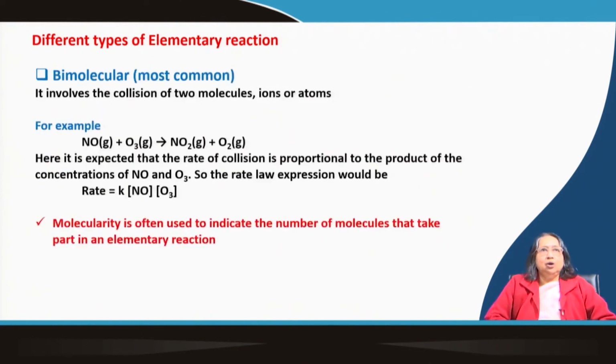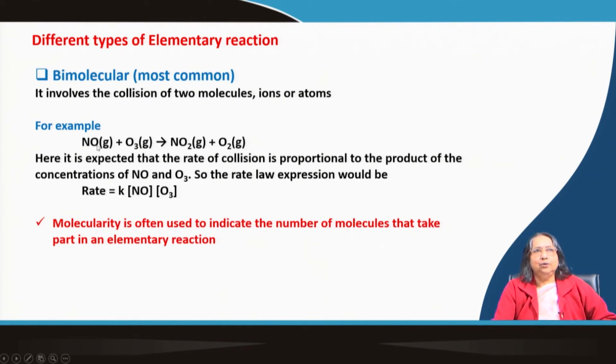Now, the bimolecular reaction is most common. We have seen the decomposition of HI to hydrogen and iodine, or the reaction of hydrogen and iodine to form hydroiodic acid. Both are bimolecular reactions. This is very common. Many reactions are bimolecular reactions.